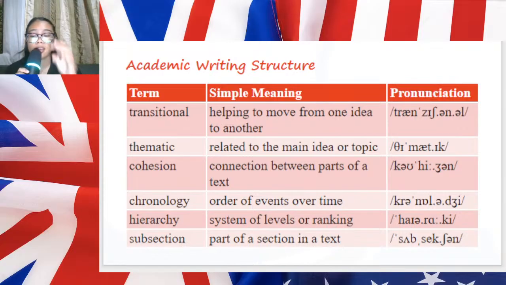The fourth term is chronology. This is the order of events over time. It means arranging events in the exact order that they happen. If you're writing a historical essay, describing an experiment, or explaining a process, presenting information in chronological order means you are moving from the earliest event to the latest. It's crucial for clear narratives and understanding sequences. That's chronology.